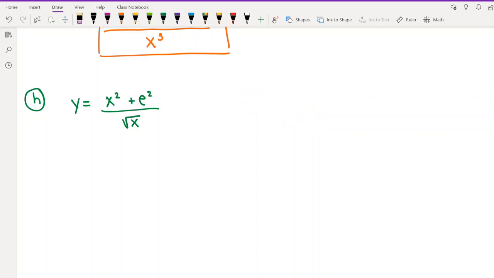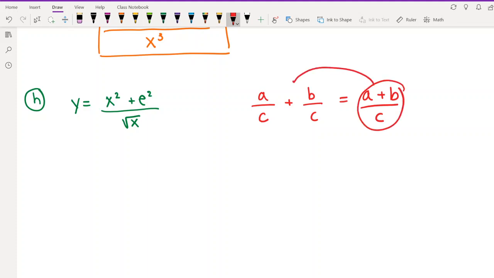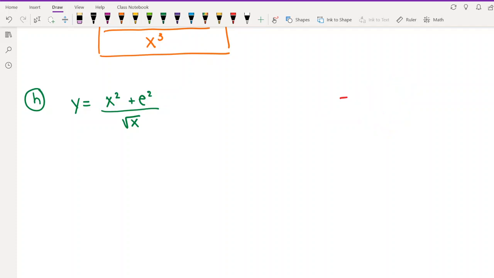Because if you have a over c plus b over c, that's the same as a plus b over c. And so similarly, if you have something that looks like this, you can split it up. So in this case, we can take this function and rewrite it as x squared over the square root of x plus e squared over the square root of x. We're just simplifying.